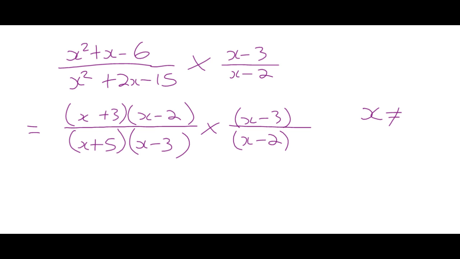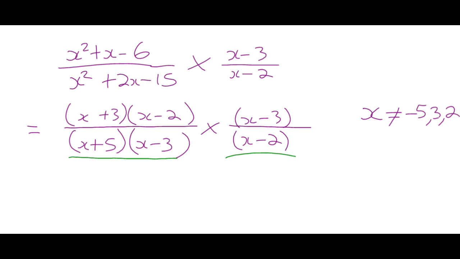You state restrictions. Yeah, restrictions. What can't x be? Negative 5, positive 3, and positive 2. Okay, so where do we look? Denominators. I don't care about the numerator here.